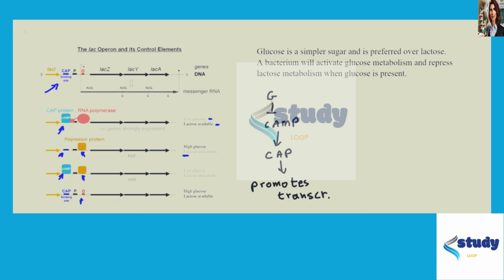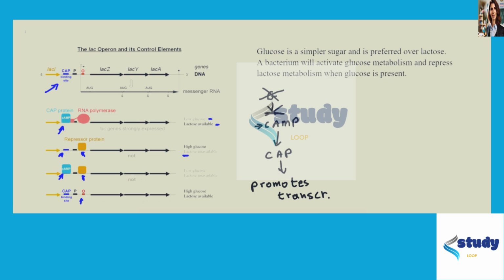So when you have glucose present, glucose is putting a stop to the entire chain, and the CAP protein cannot bind to the promoter region when glucose is present. You take glucose away, you take this block away, you can now start making cyclic AMP. Cyclic AMP starts binding to CAP, CAP starts binding to the promoter, and it promotes transcription.